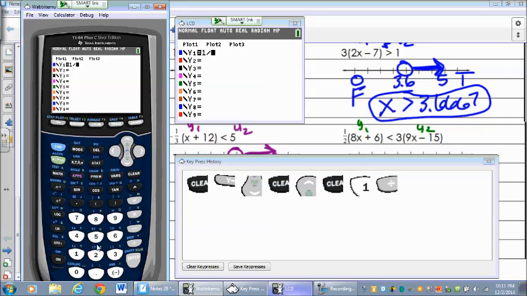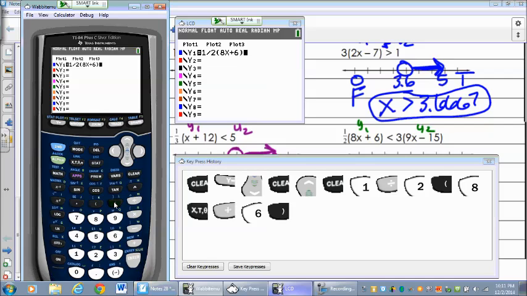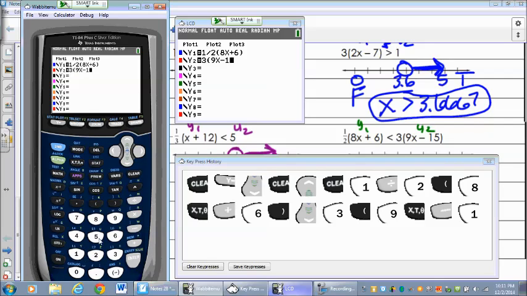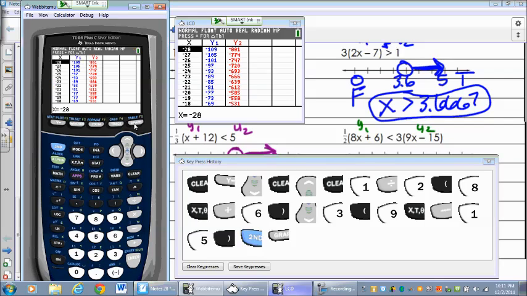So 1 divided by 2, parentheses, 8x plus 6, parentheses. I have to go down, that will be 3, parentheses, 9x minus 15, and close your parentheses. I hit second and graph, and whoa. Well, let's see.